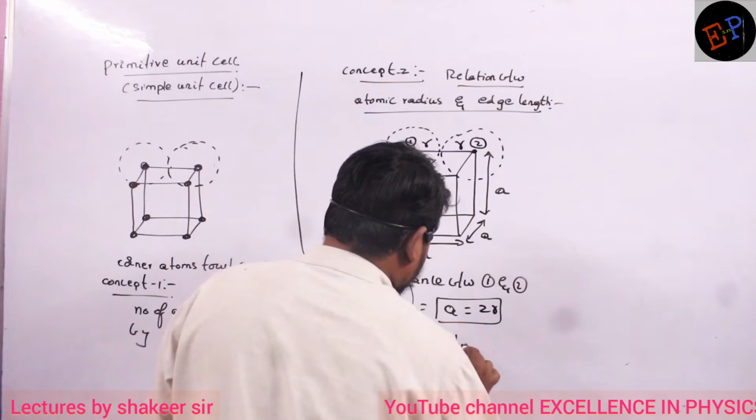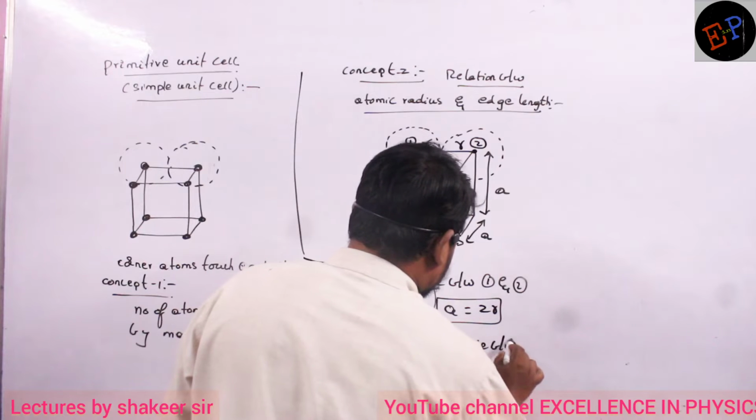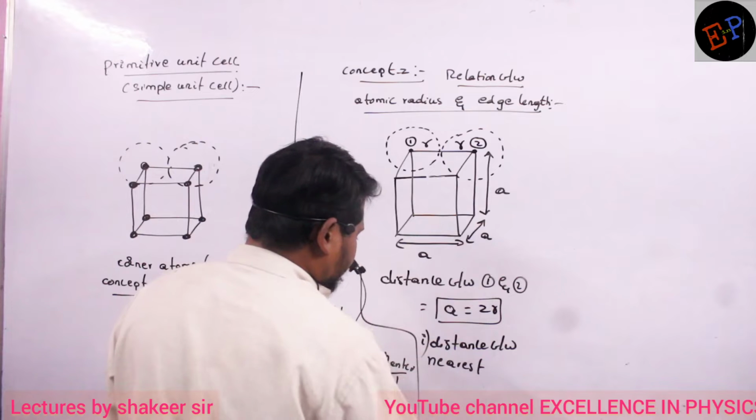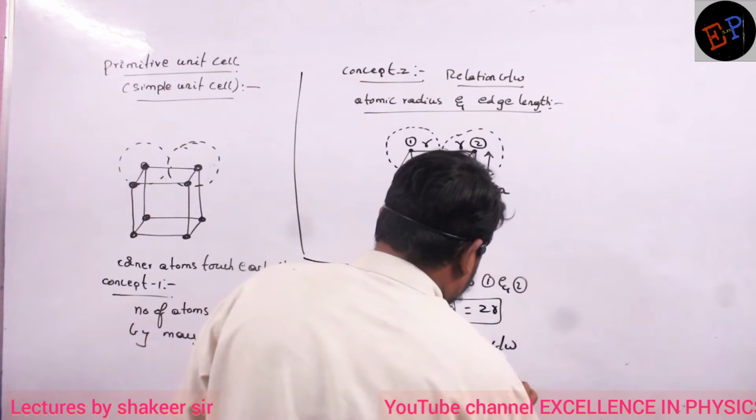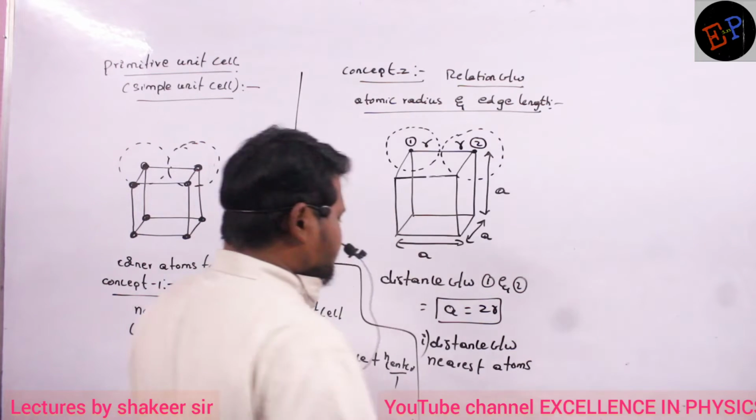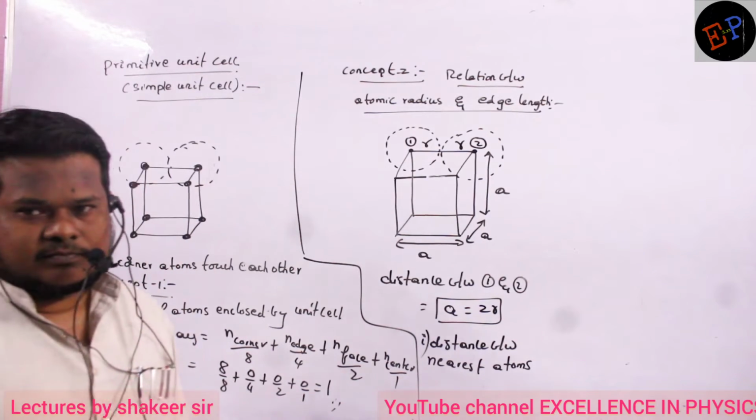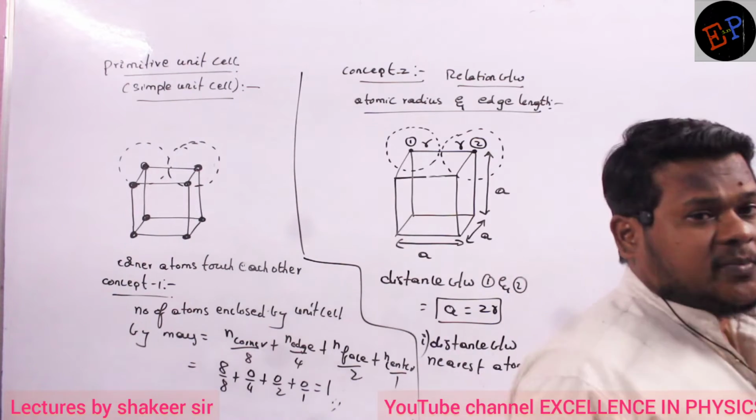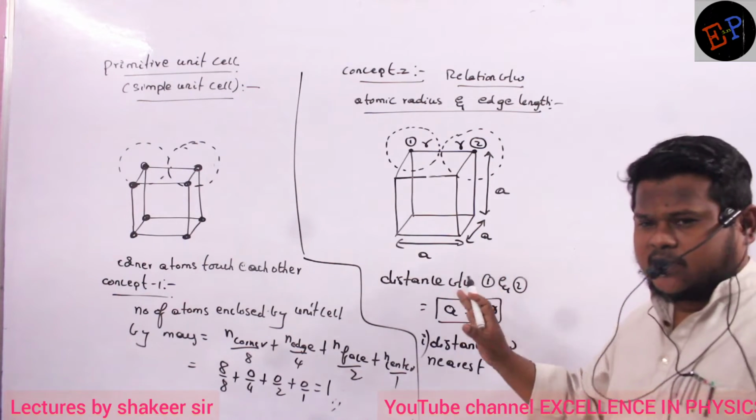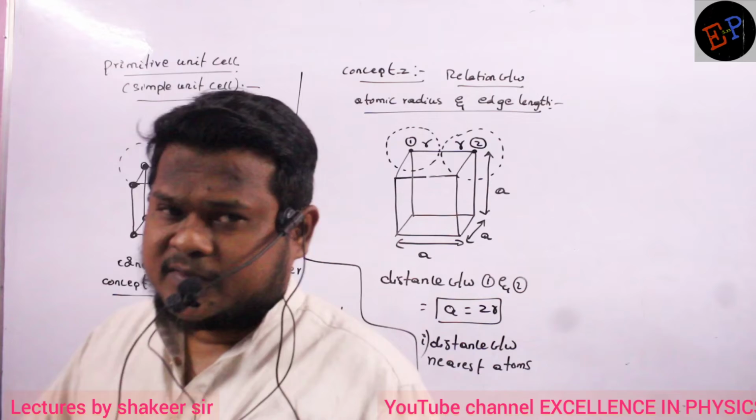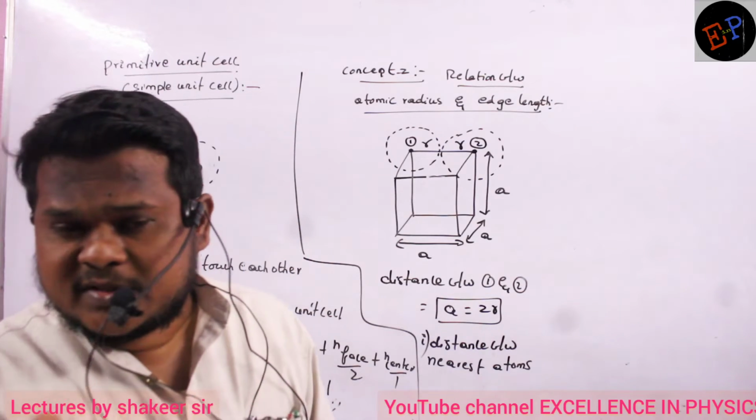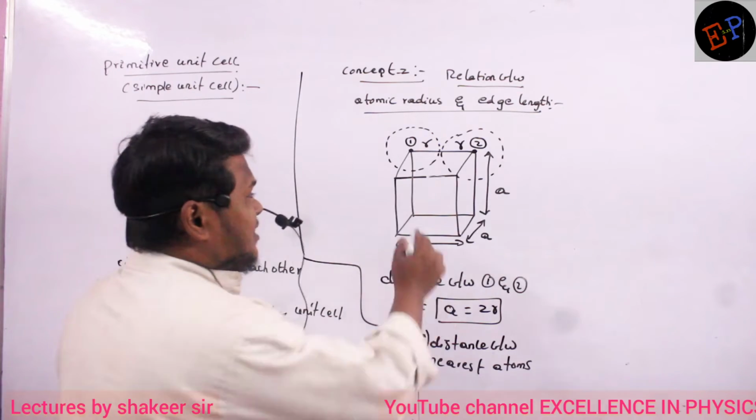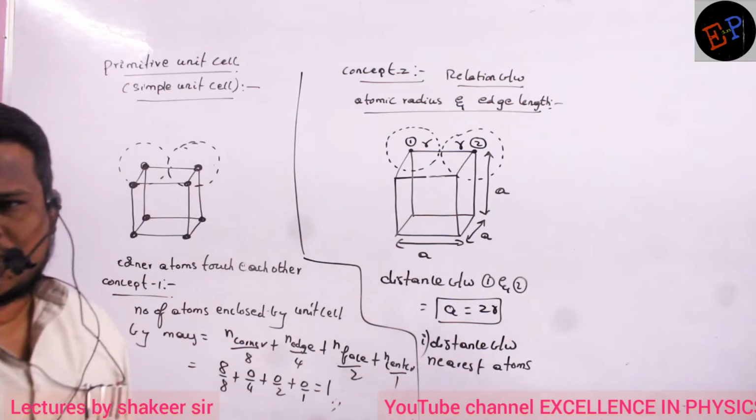Distance between nearest atoms. So let us call it point number 1. Can you say what is the distance between nearest atoms? Which two atoms are the nearest atoms in this primitive cell? Totally 8 atoms are present, no? Out of these, which are the 2 atoms which are very close to each other? Definitely the atoms which are touching each other are close to each other, no?